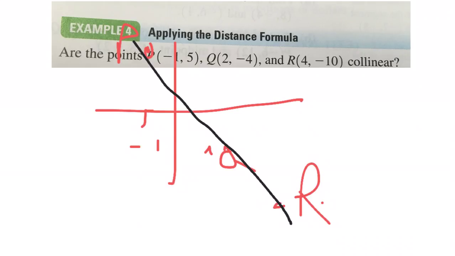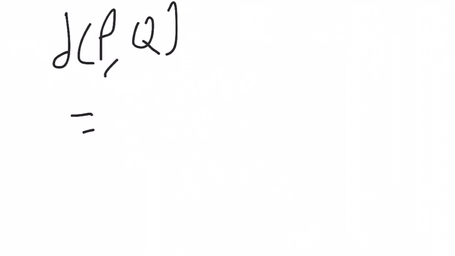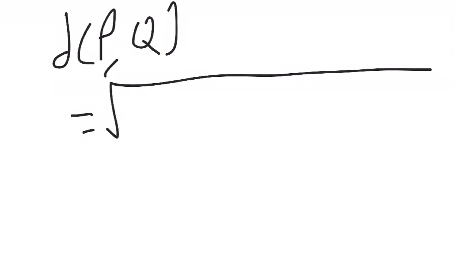Could you draw a straight line through all 3 points? And the way you do that is by using the distance formula. You find the distance from P to Q, find the distance from Q to R, then you see if that adds up to the total distance from P to R. Find the distance of the 2 smaller segments, see if it adds up to the distance of the whole thing. So the distance from P to Q. Since P was the point negative 1, 5 and Q was the point 2, negative 4, it'd be the square root, subtract the x coordinates. Again, it really doesn't matter which point you start with, but since we put P first, we can just start with that just to keep it simple.